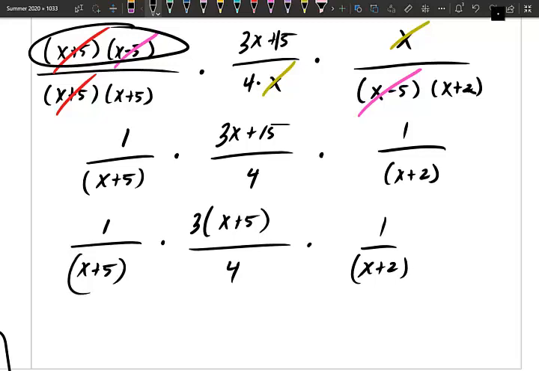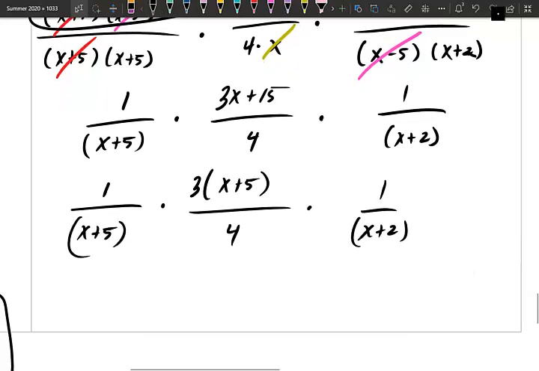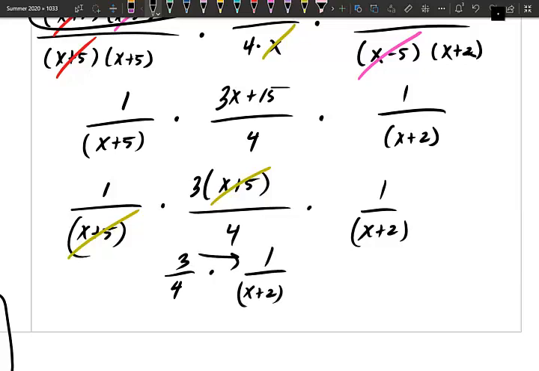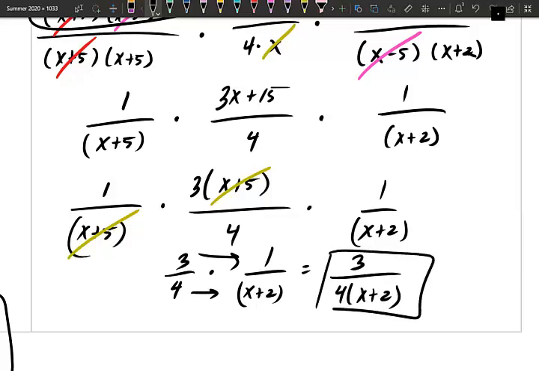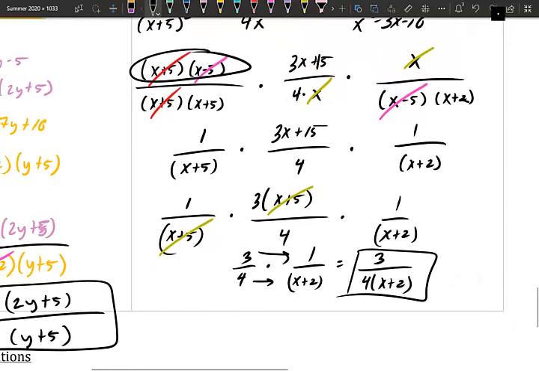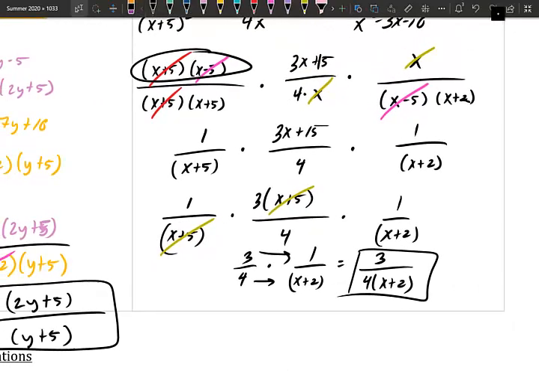We can cancel out the x plus 5s here. So all that we're left with is 3 over 4 times 1 over x plus 2. Multiply straight across. So we have 3 over 4 times x plus 2. Never multiply the bottoms. We keep it factored. Keep that bottom factored.